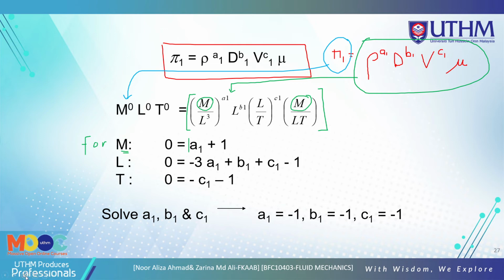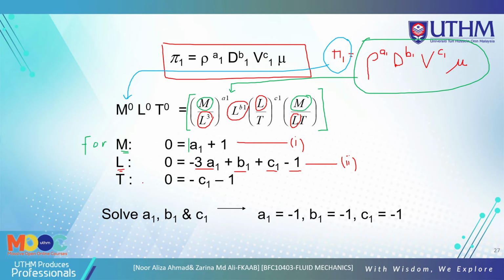Okay, so now look at L. They have the L here and also the L here and also L here and also L here. So they have the L here, so they have negative. This is negative 3A, so we get negative 3A1. And this is 1B, so we plus the 1B1 and also plus the 1C1 and also negative 1. So they have negative 1. Okay, so we get this is equation 2.